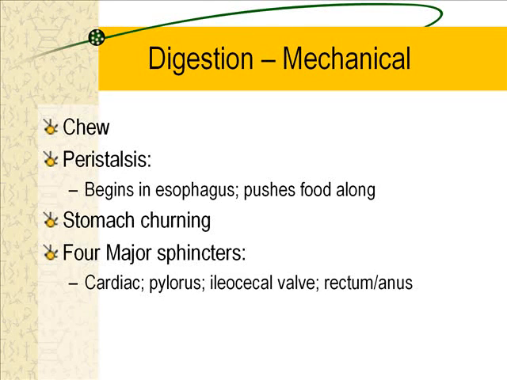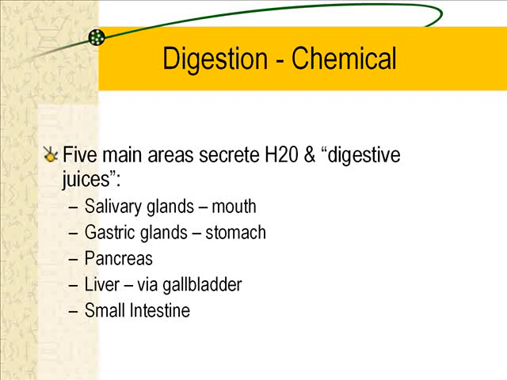There are 4 major sphincters along the GI tract. We call them the cardiac sphincter, which is at the top of the stomach; the pylorus, or the pyloric sphincter, which is at the base of the stomach, and that controls the outlet of that apple from the stomach into the small intestine. Then we have the ileocecal valve, which is between the small intestine and the large intestine. And then we have the rectum, or the anus, which we're thankful for because it allows us to choose when we want to go to the bathroom versus it being automatic.